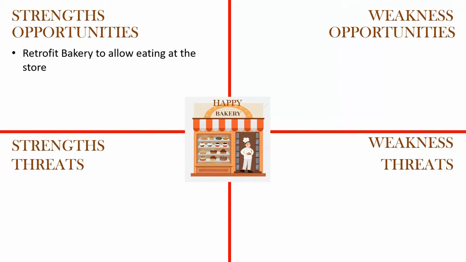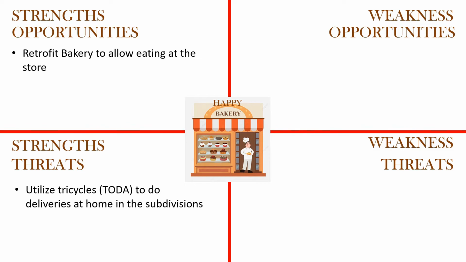Okay? So how do you come up with a strategy with that? You know that you are accessible, you know that you're near the subdivisions, you know that there is a TODA near you, but there are no more customers because they're home. So one very possible strategy would be to bring the bakery to them at home. So you can always maximize the TODA. You can pay them a delivery charge or whatever, and you can start delivering to the subdivisions.